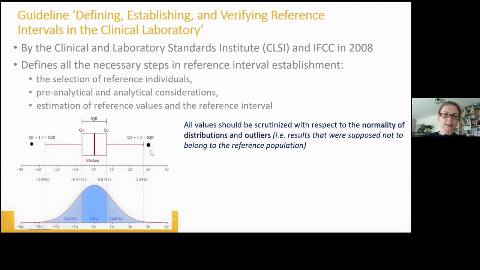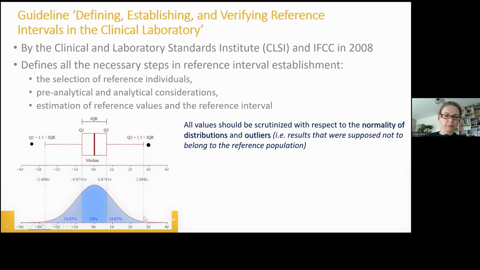So here you can see the box plot of a distribution. This distribution is perfectly normal. It is a Gaussian distribution where we could define the mean, which is normally equal to the median. And we have these quartiles, with the first quartile. So from the lower, we start here, the first quartile, a third quartile here and here.